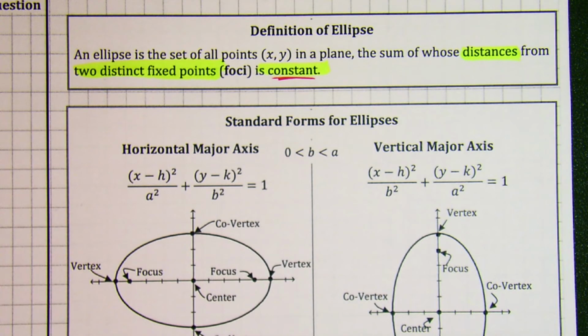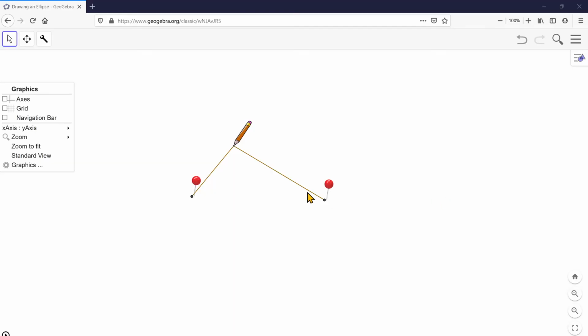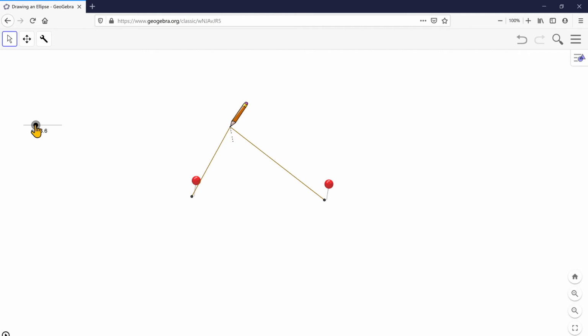If you have two distinct points, you can place the points anywhere, and notice that in this case, the sum can be larger or smaller. So let's make the sum of both segments 7. That means that this segment and this segment are 7 units long.